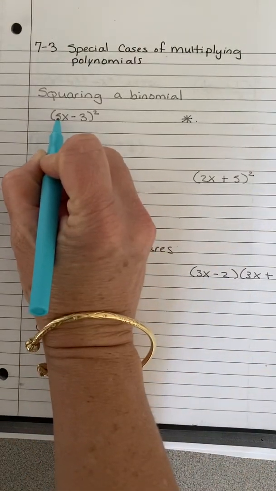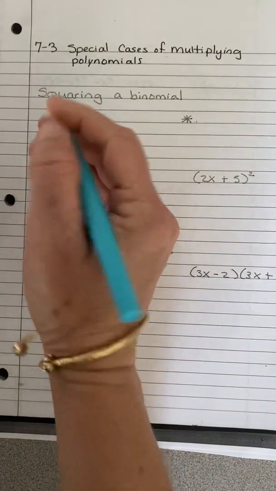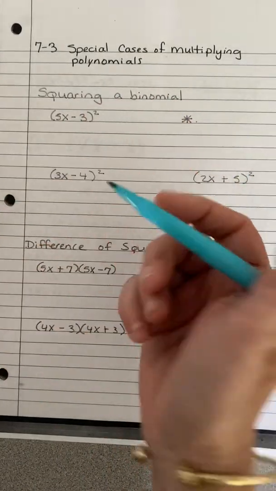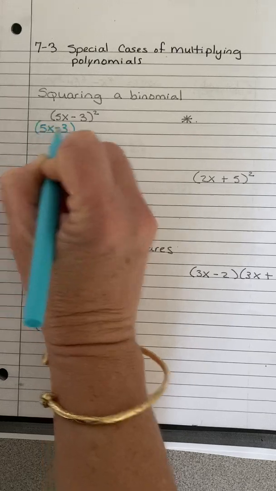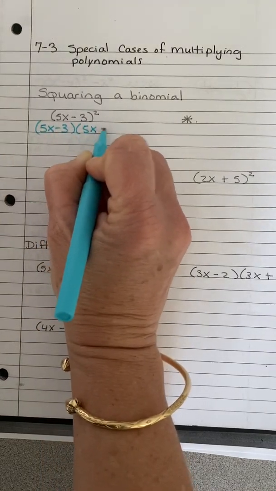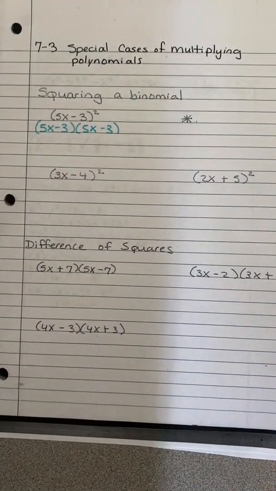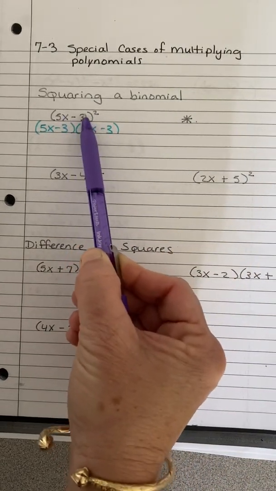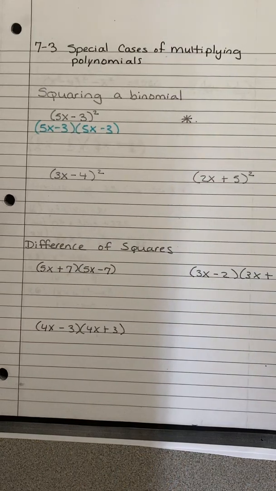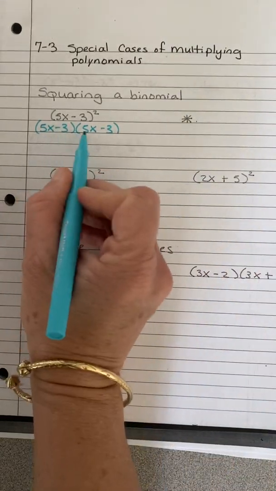We know that when we're squaring something like 3 squared, it's 3 times 3. So this is saying 5x minus 3 times 5x minus 3. The mistake some people make is they get tempted. They want to distribute the exponent to here and distribute it to here, and that will not work. You have to write it out twice.